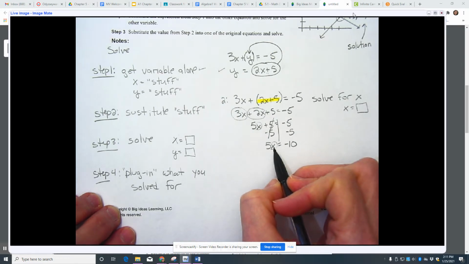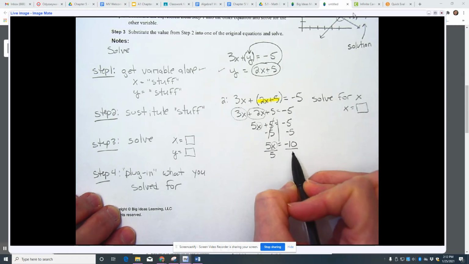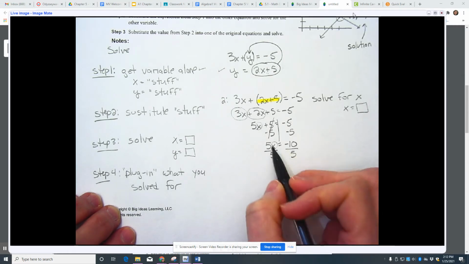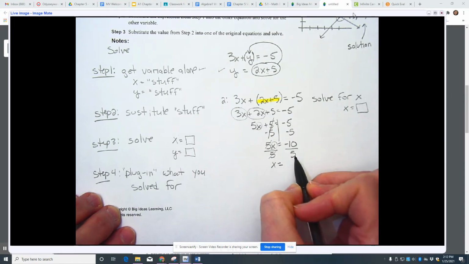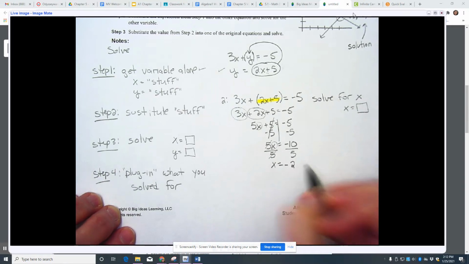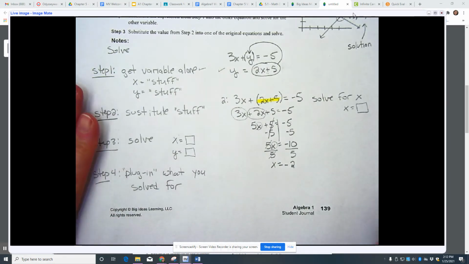Still trying to get x alone. X is multiplied by 5. To undo multiplication, I'm going to divide both sides by 5. 5 divided by 5 is 1, so those cancel out. Negative divided by a positive is a negative. 10 divided by 5 is 2. So guess what? We are halfway done.